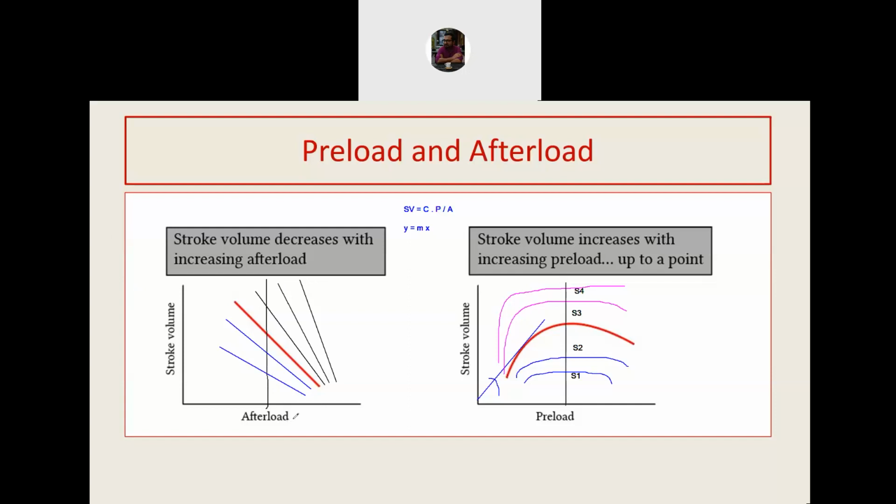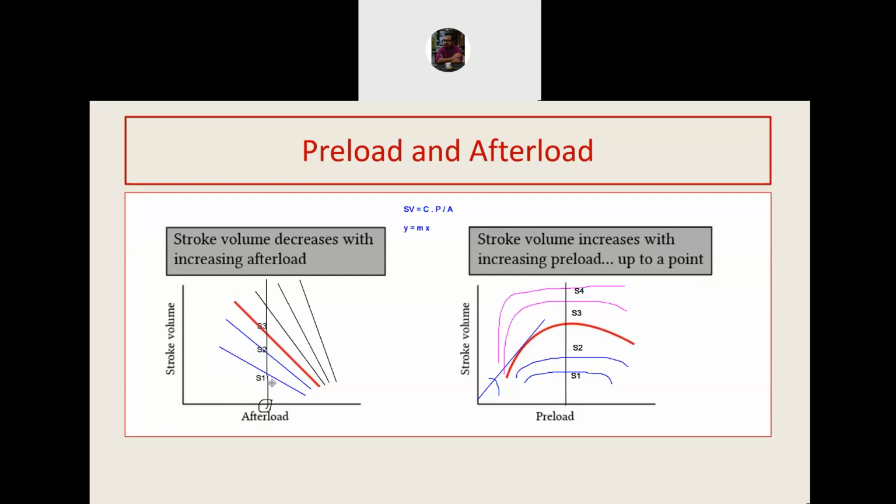So the perpendicular represents a particular value of afterload. At the same value of afterload, you see this curve has the lowest stroke volume. This curve has a higher stroke volume. This curve has a still higher stroke volume.